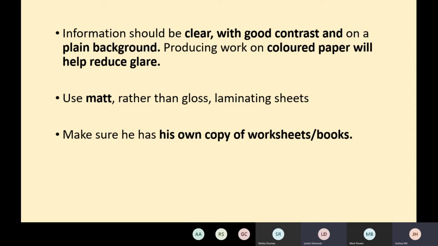Also, if anything in the classroom is laminated, it's much better for Eddie if he has matte laminating sheets rather than gloss, because a lot of glare would come off a gloss laminating sheet. And accessing things, it's great if he can work with partners, but he's going to need his own copy of worksheets or books because it's quite difficult visually to try and share this with a partner.